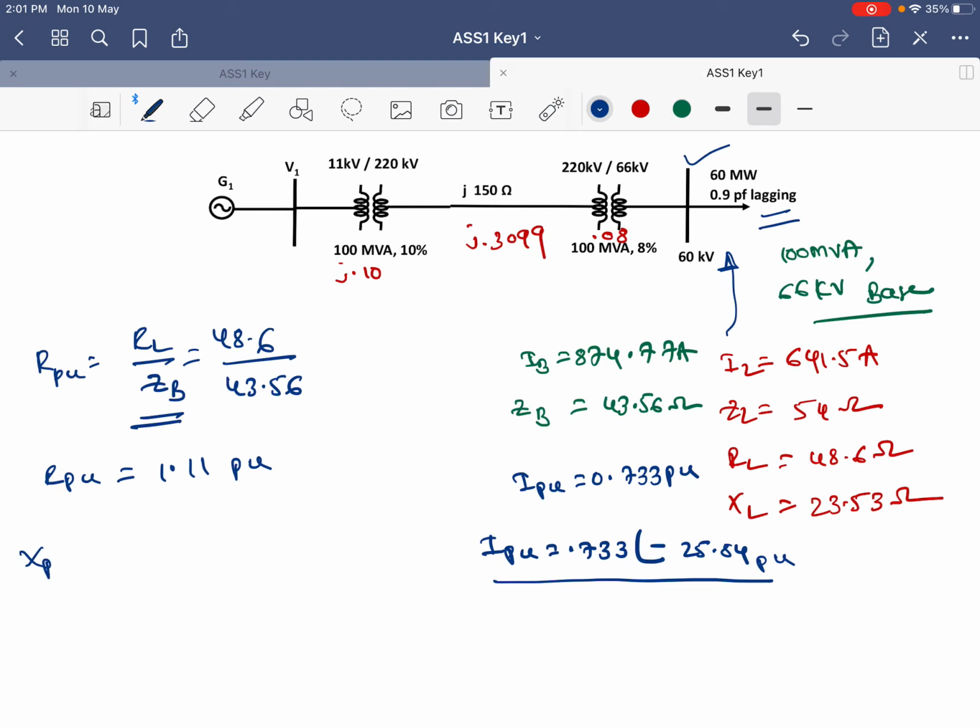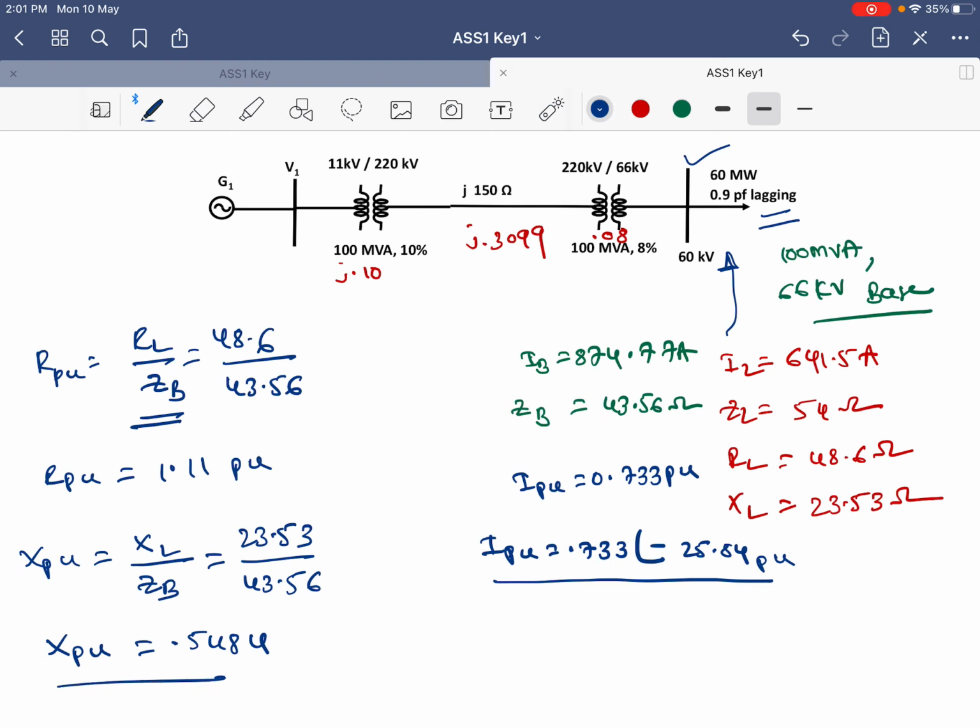Then X per unit is XL divided by ZB. Once again you can observe the ratio here. XL is 23.53 and ZB is 43.56. Therefore X per unit is 0.5484. These are the per unit values we are getting from the calculation.